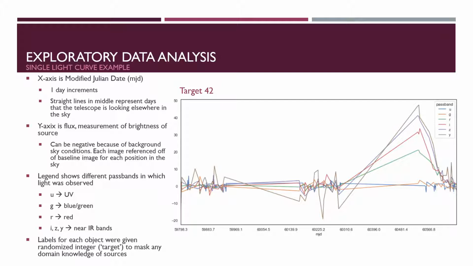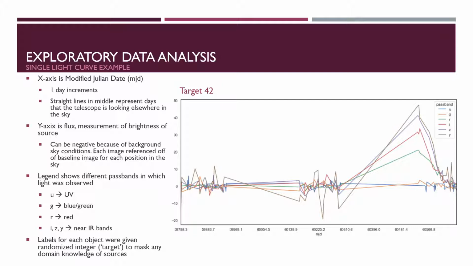Each of the different bands represents a passband or wavelength that are distinguished by different filters that are placed in front of the telescope. U represents the ultraviolet range, and it goes all the way down to the I, Z, and Y passbands, which are all ranges in the near IR.